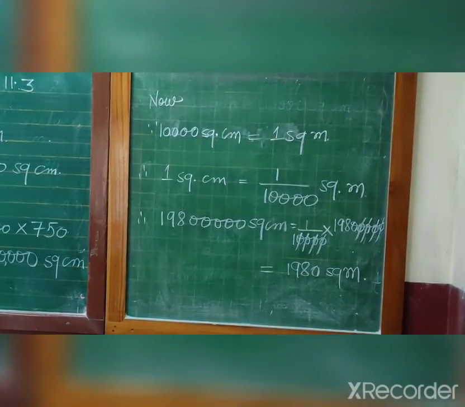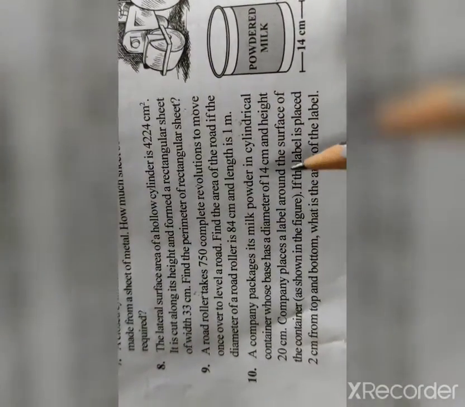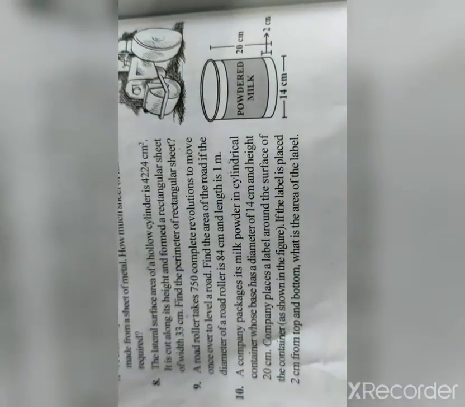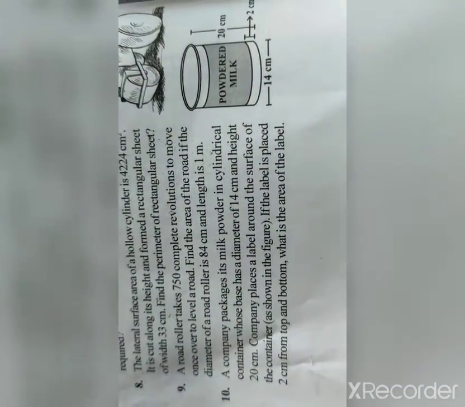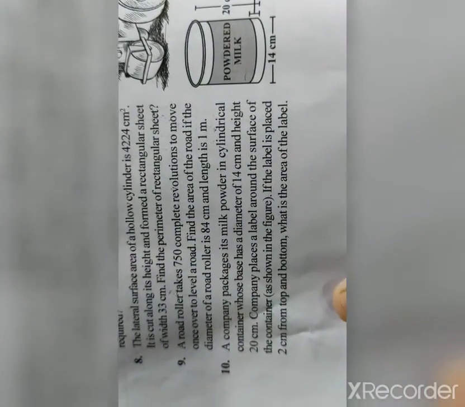Now see here, 10th last question of 11.3. A company packages its milk powder in a cylindrical container whose base has a diameter of 14 centimeter. We can see diameter, so radius we can easily calculate, and height is 20 centimeter. The cylinder's height is 20 centimeter. The company places a label around the surface of the container. You can see label, that means curved surface around the label.